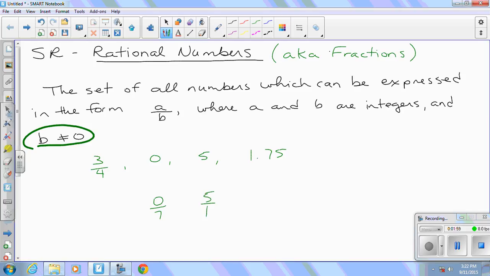So long as I have an integer in the numerator and denominator, and the denominator is not equal to 0, the number is a rational number. And 1.75 could be written as 175 over 100, or some of you may want to write that as 1 3/4. Both are of the same value, and both are fractional representations of the rational number 1.75.